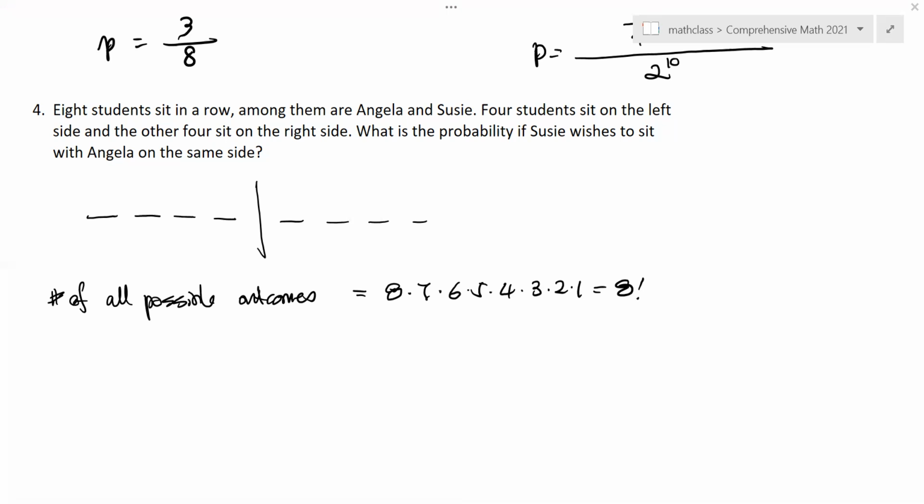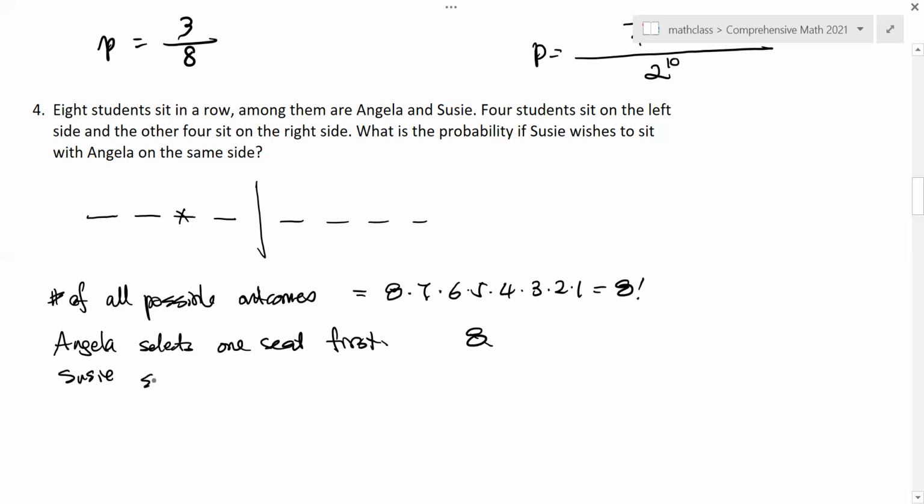The idea is, you let Angela select one seat first. So how many seats can she select? The 8. So maybe here, maybe there, right? Then you must let Susie select the seat. Otherwise, if you don't do that, then she probably cannot sit on the same side, right?